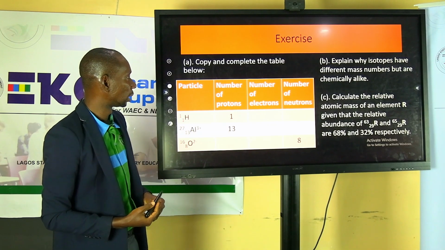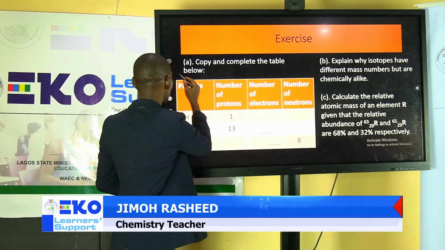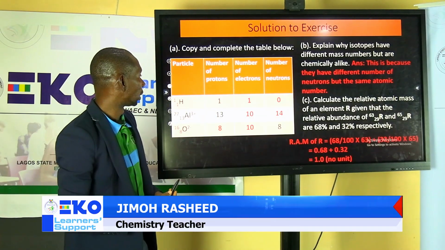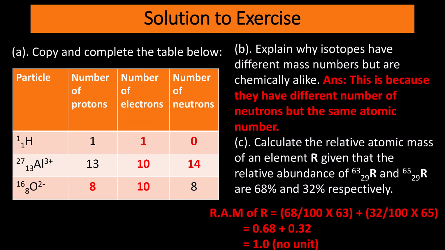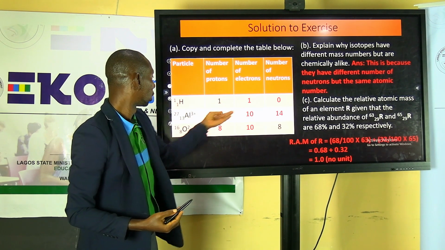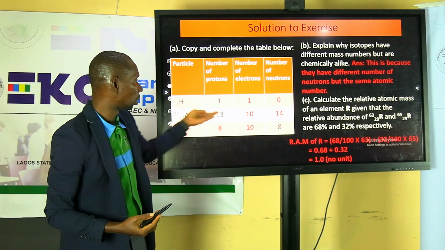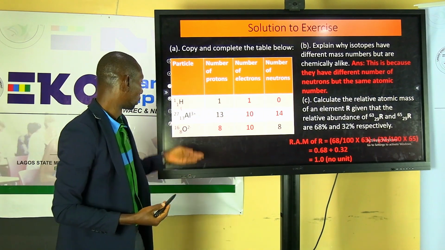So welcome back. Let's see how you fared in this particular task. Now, the table is completed here for you, and I hope that you got many of these correctly. For hydrogen, the number of electrons is 1 because the number of protons is also 1, while the number of neutrons is 0 because 1 minus 1 gives 0.